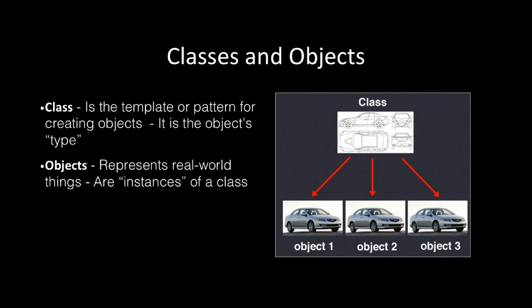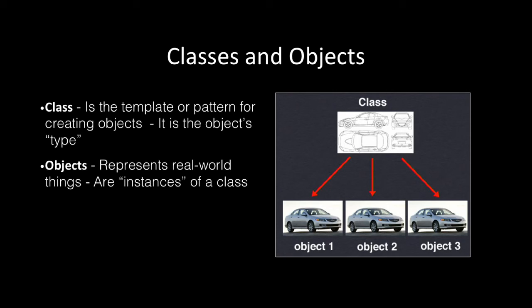Now, those of you not familiar with object-oriented programming, we have this concept called objects, and they represent real-world things. So, for example, I have a car. I have 3 cars. Those are objects. They represent real-world things. But before I can build this car or cars, I need a blueprint. I need the specifications. I need the drawing for these cars. That's called a class. So think of the class as a template or pattern for creating these objects. It is the object's type.